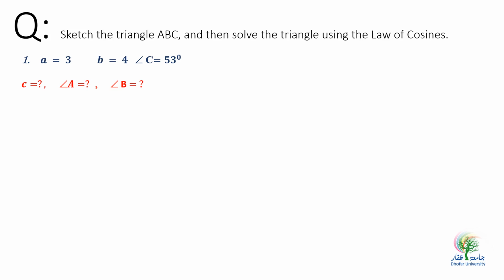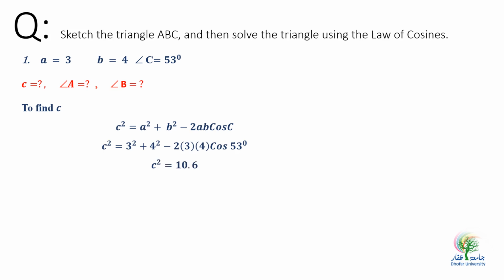To find side c is the easiest. We will write c square equal a square plus b square minus 2 ab cosine c. Put the values, use the calculator, the answer will come 10.6. So square root both sides, we will get 3.2. Done.